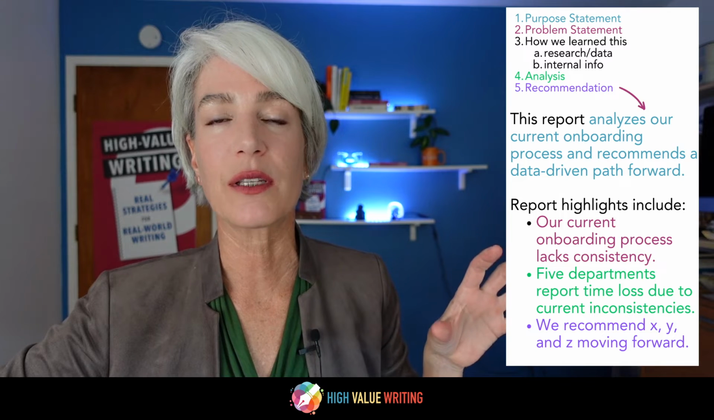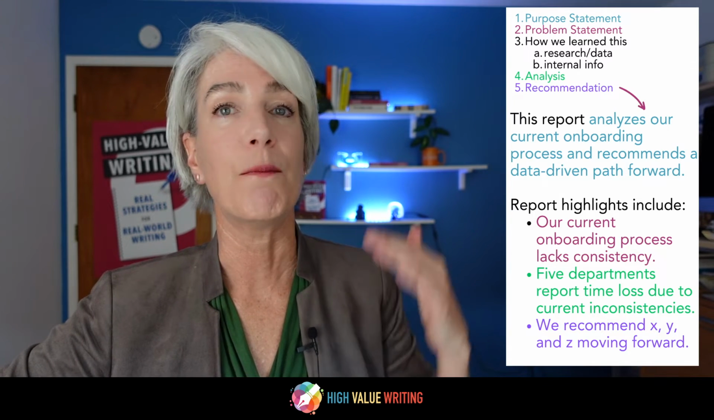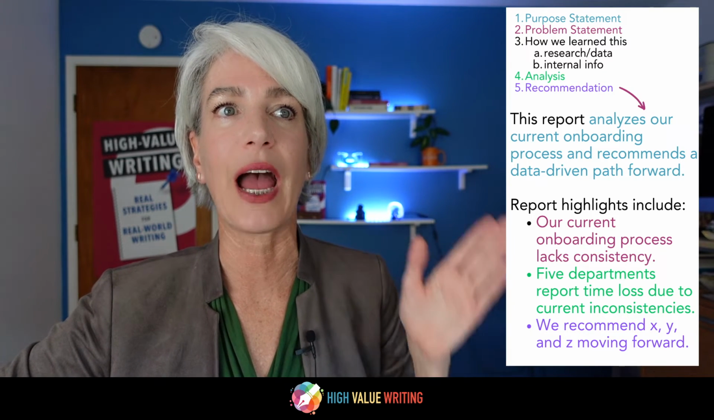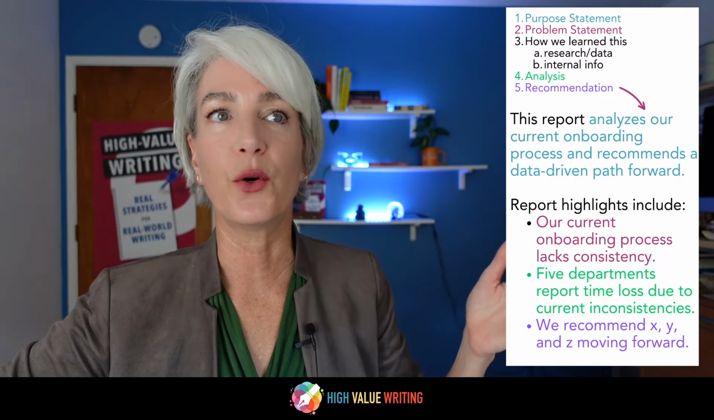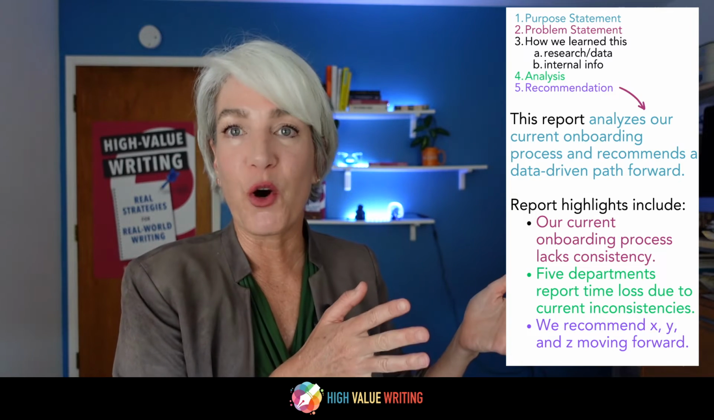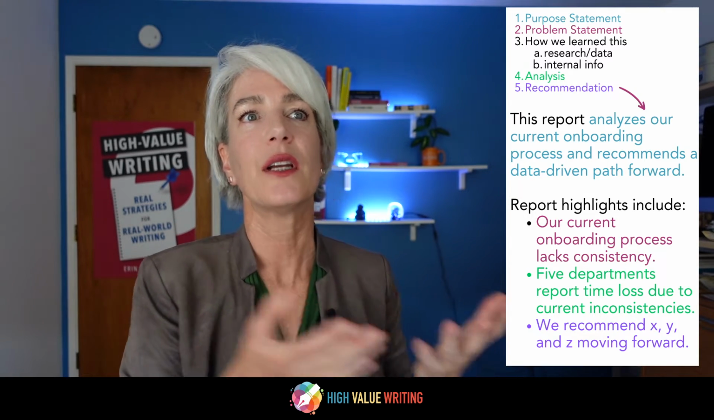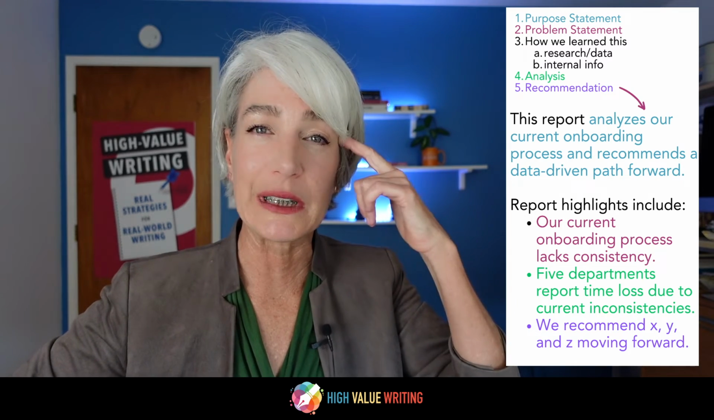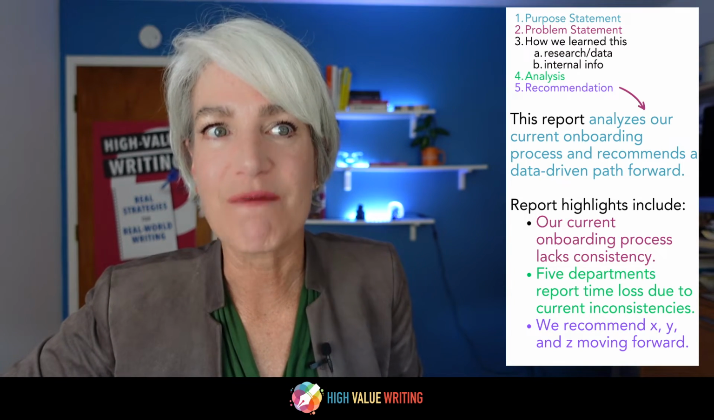Now, you may work somewhere that prefers paragraphs, that gives you a length requirement, a minimum, a maximum, or that asks you to only use bullets. So consider that here. As you can see with the bullets I've written, I'm using a who, what structure. Departments is the who, reported time lost. We, the who, my what is recommend. Our current process lacks. Super concise, really, really easy for the reader to read, understand, and remember.